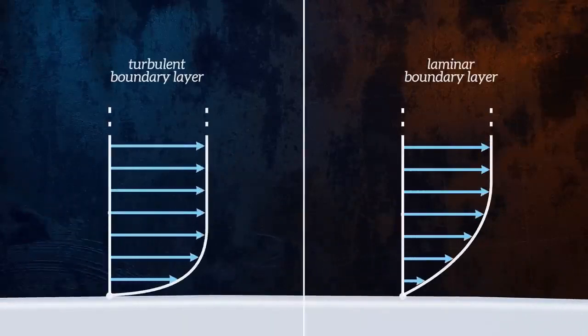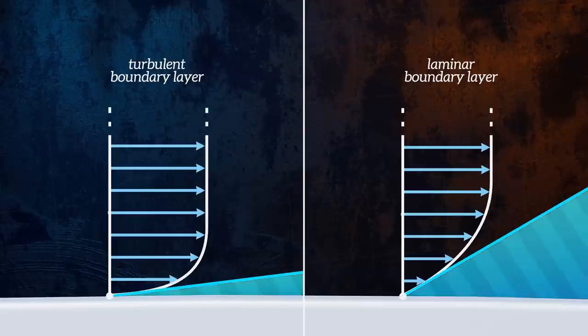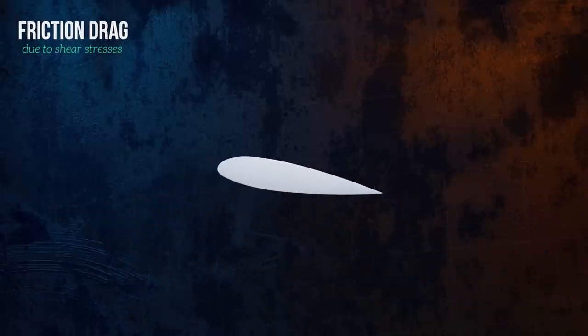Laminar and turbulent boundary layers have very different velocity profiles. The velocity gradient at a wall is steeper in turbulent boundary layers than in laminar ones, and so turbulence produces larger shear stresses. So to reduce friction drag, you want to delay the transition to the turbulent regime and maintain laminar flow for the largest possible distance around the object.